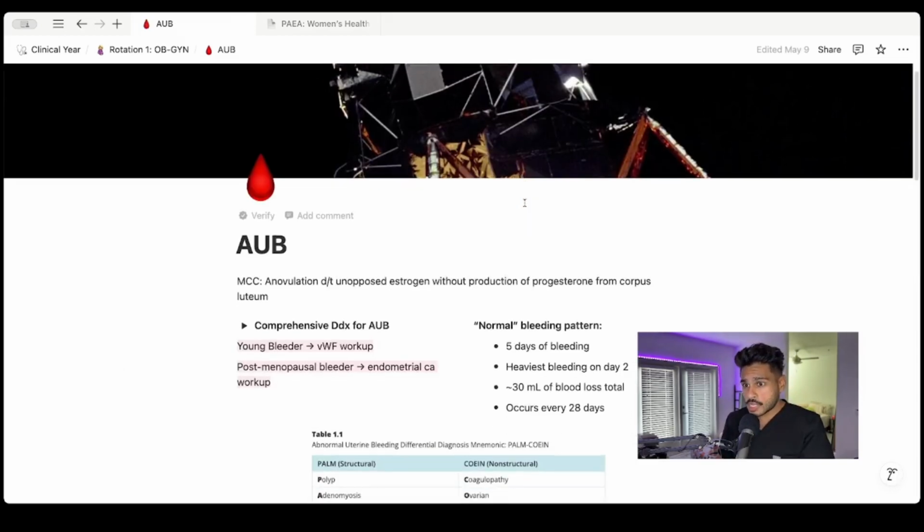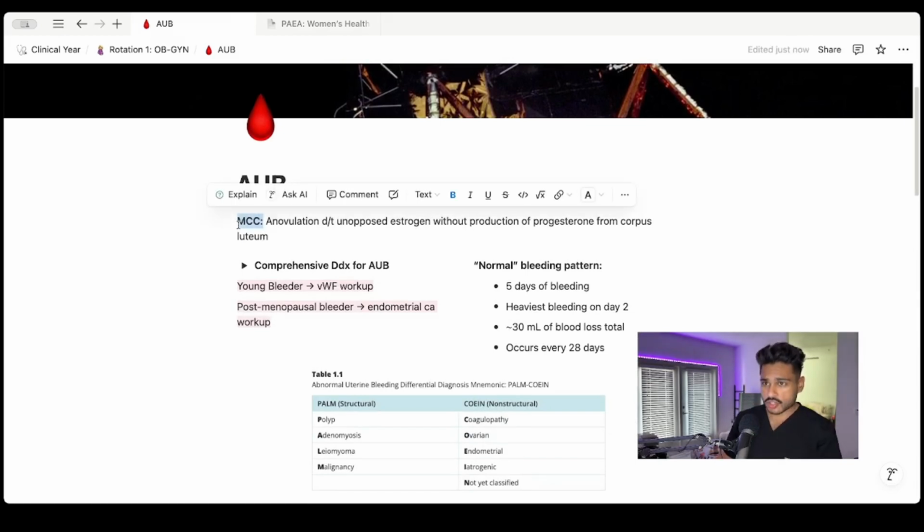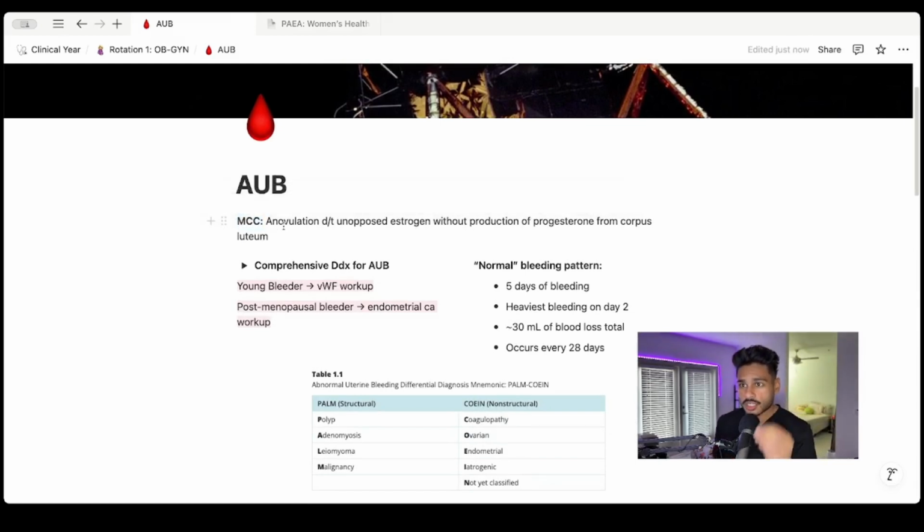So, if I open AUB, you will see I try to put the most common causes or the most important information on top of the page. Reason being is that when I open the page, I see that first sentence all the time. And so every time I'm opening AUB, I am looking at that sentence. So you know what that means? I don't have to make stupid flashcards to remember that piece of information, because I've seen that so many different times, because it's literally on the top of my page.